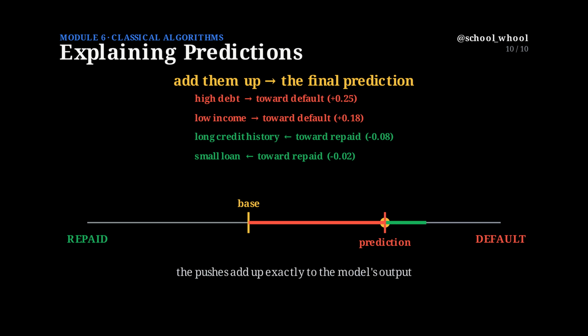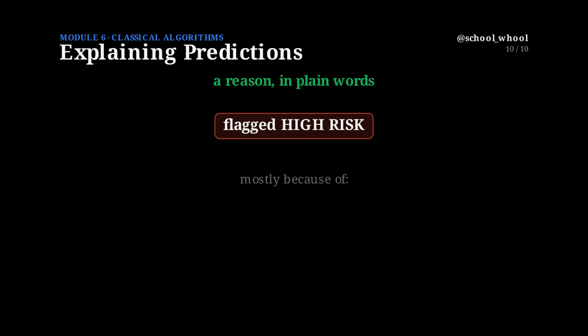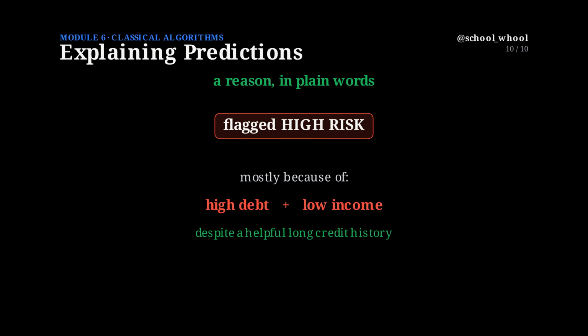And here's the beautiful part. Those contributions add up exactly to the model's output. Nothing is hidden. So now we can say it in plain words. This applicant was flagged as high risk, driven mostly by their high debt and low income, despite a helpful long credit history. That is a real explanation a person can understand, and even challenge.